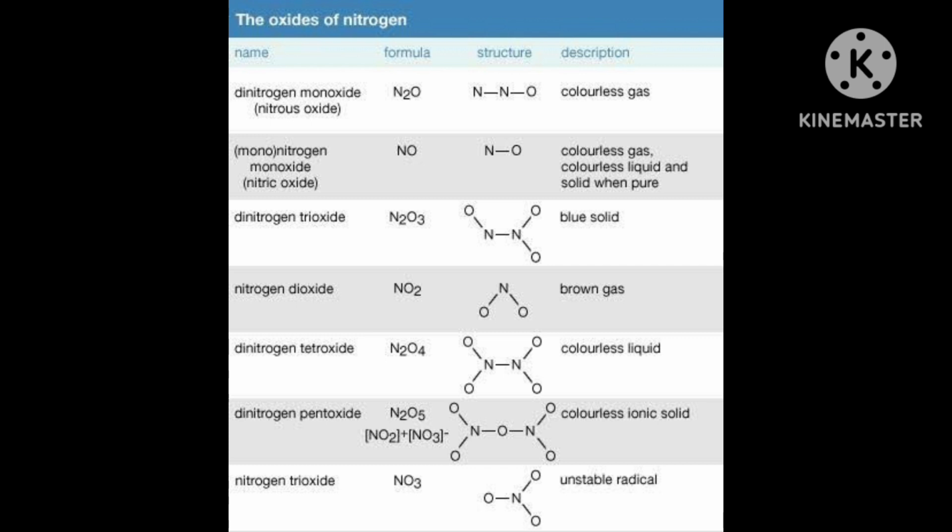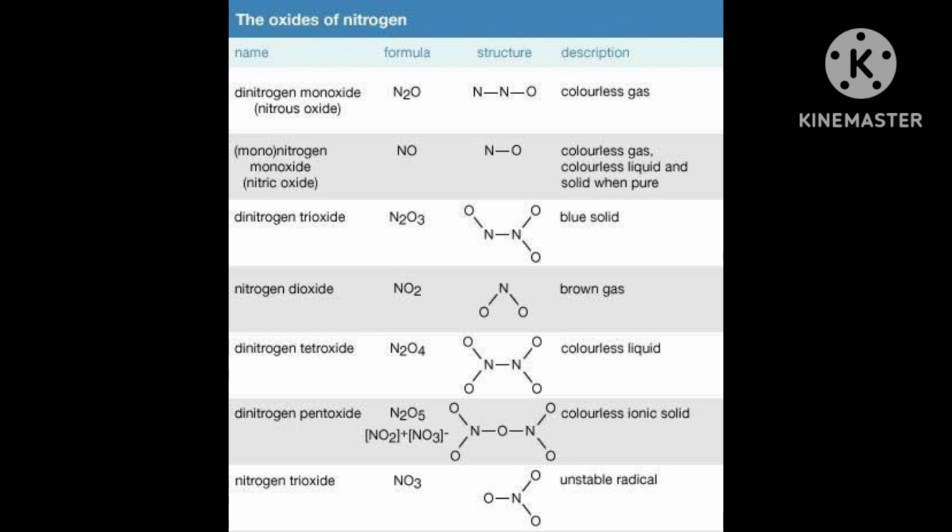Questions are asked on this. Remember what I am telling you, all are important things. N2O3 is a blue solid and it has acidic character. You have seen that the earlier ones were neutral; now the third one, N2O3, is acidic.